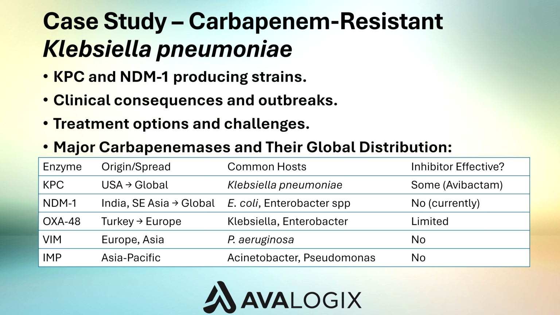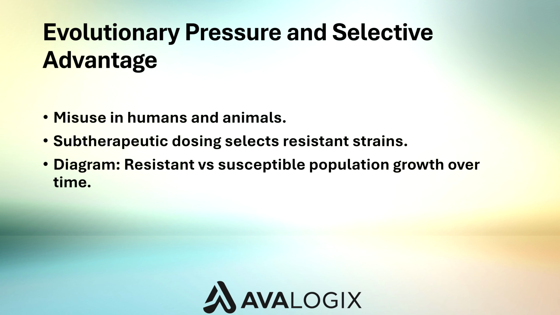Treatment is challenging. Older drugs like colistin or tigecycline are used, but they have high toxicity and limited efficacy. Newer combinations like ceftazidime-avibactam offer some hope but are expensive and not always accessible. K. pneumoniae CRE is a clear example of how mobile genes, enzymatic resistance, and hospital ecology combine into a public health crisis. Why does resistance evolve in the first place?